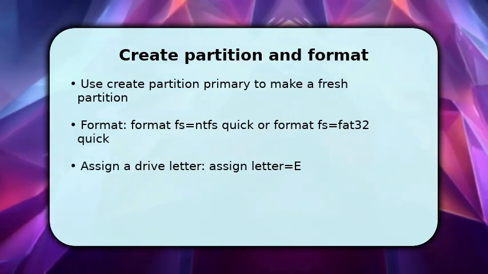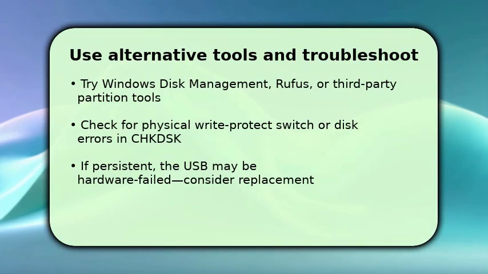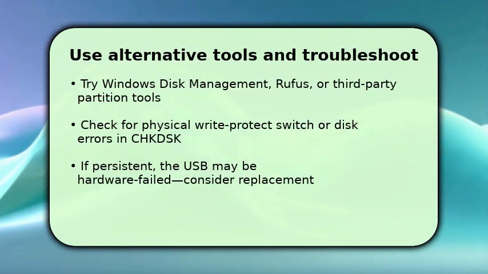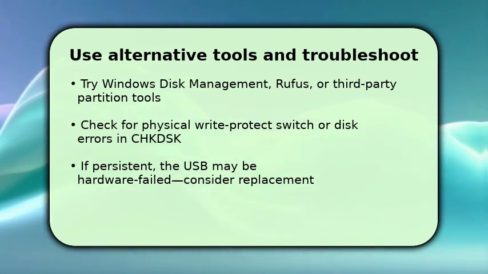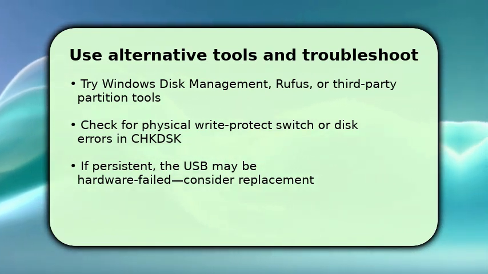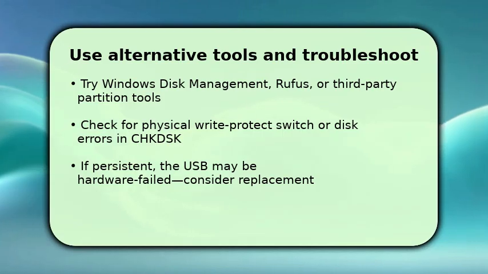If diskpart fails or the format stalls, switch tactics. You can open Disk Management to reformat visually or use Rufus or a partition tool to overwrite the partition table. These tools often handle stubborn devices better. Also inspect the stick for a write protect switch and run chkdsk /f to fix logical errors.